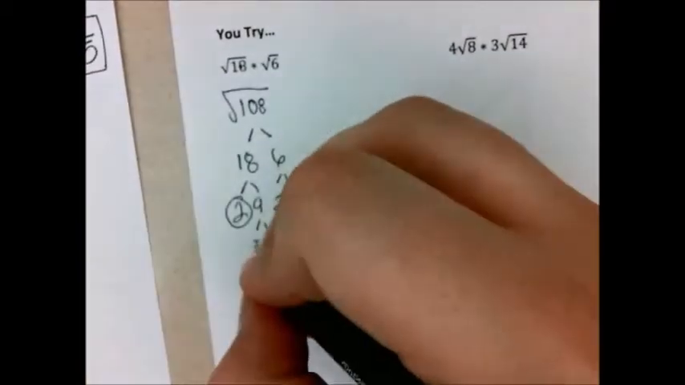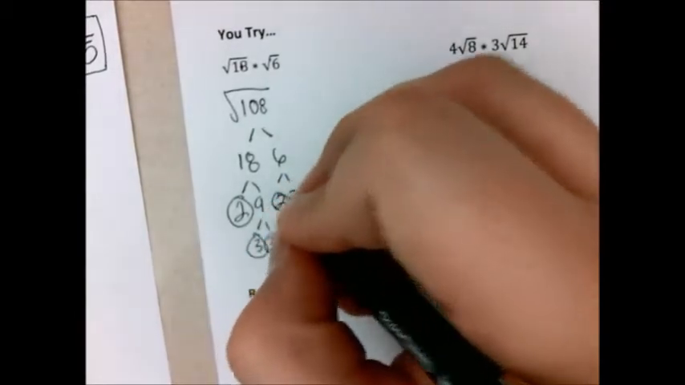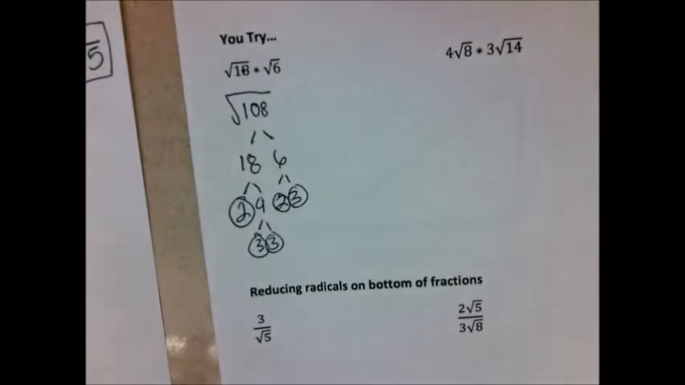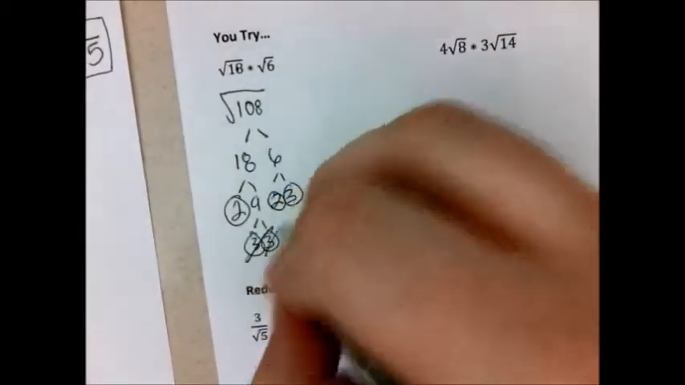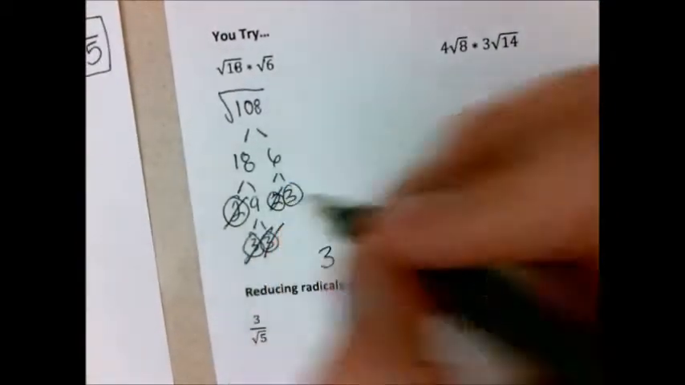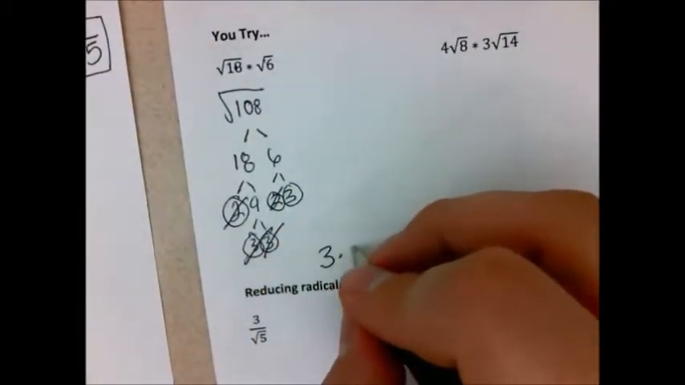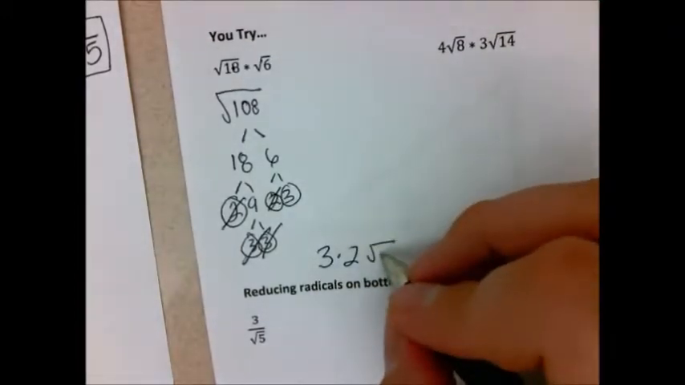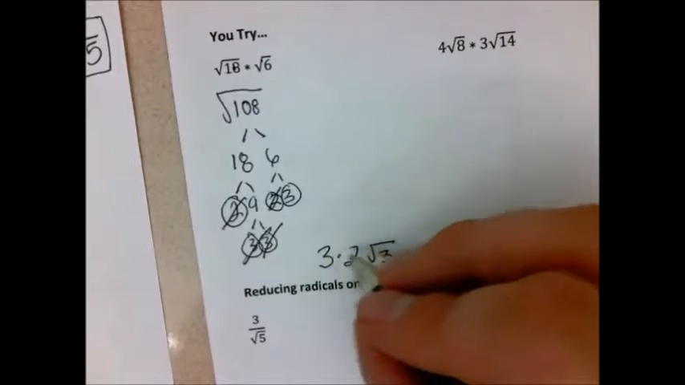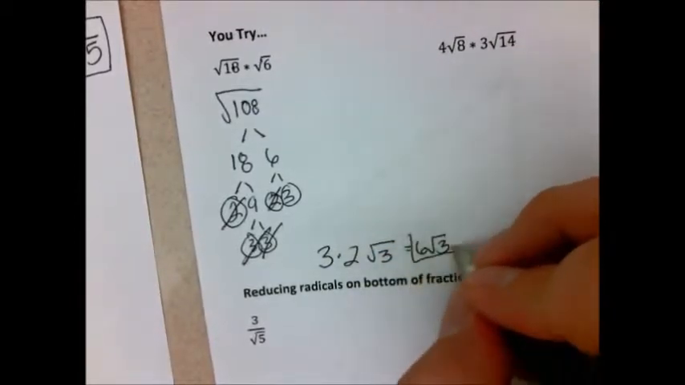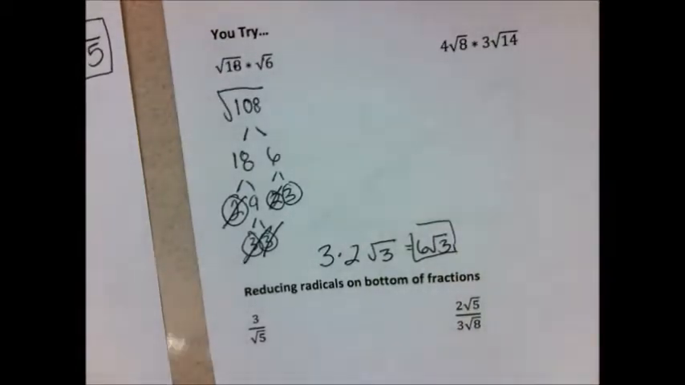So we have 1, 2, 3, 4, 5 things that we can deal with. They have to come out in pairs. So we have a pair of 3s that can come out. We have a pair of 2s that can come out. But this 3 on the inside can't do anything, so it's got to go home. So if we take 3 times 2, we should get 6 square root 3. Let you write that down for a sec.